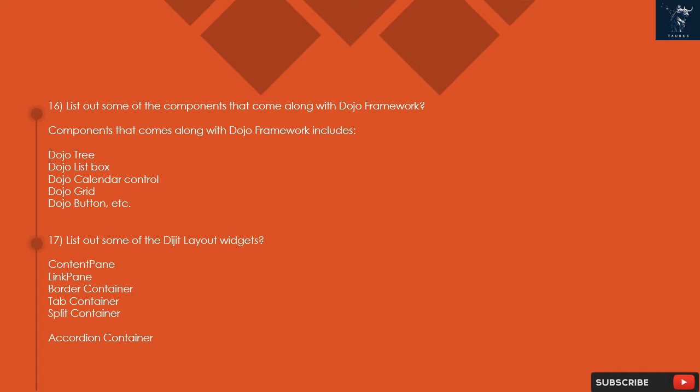16. List out some of the components that come along with the Dojo Framework. Components that come along with the Dojo Framework include Dojo Tree, Dojo List Box, Dojo Calendar Control, Dojo Grid, Dojo Button, etc. 17. List out some of the Dijit layout widgets.